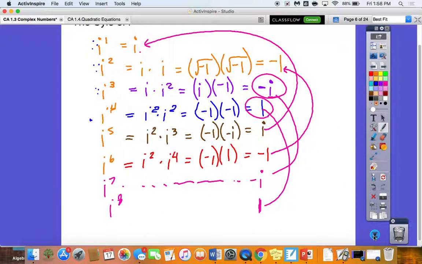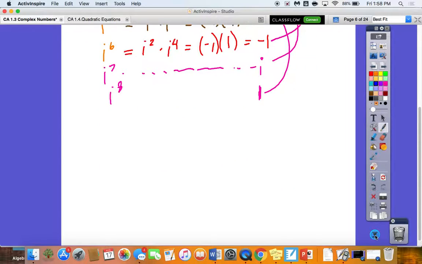So the way that we're going to make it easier to do the cycle is what you need to put in your memory is i to the first, i to the second, i to the third, i to the fourth. You know all those, you're good to go. And it's just i, -1, -i, 1. And the middle ones are negative. So don't forget that the middle ones are negative.